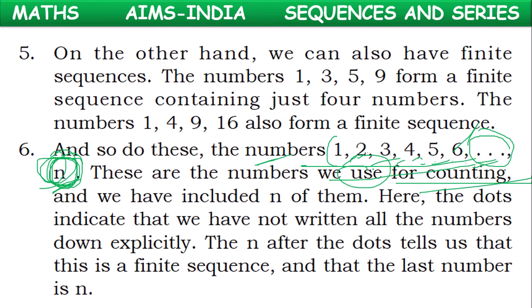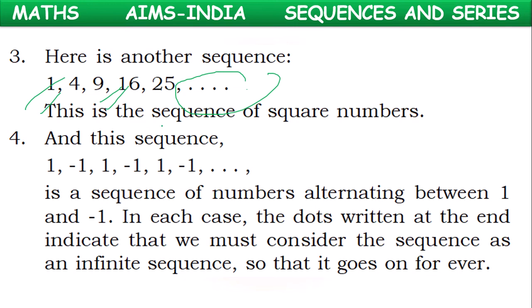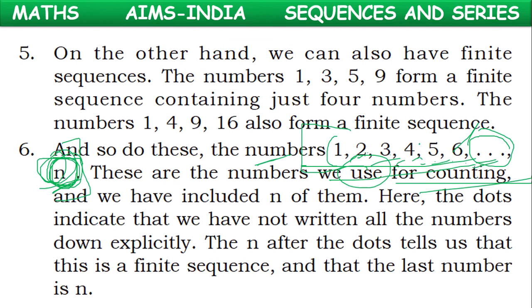So actually, now the question is: is it a finite series or an infinite series? Previously, we said that if we have dots, it is infinite. If there is no dot, it is finite. But here we have dots, and at the end we have an element n. Now the question is, is it a finite series or an infinite series?